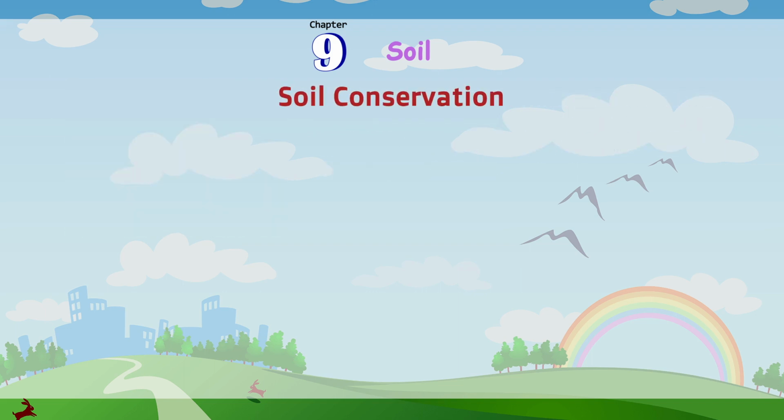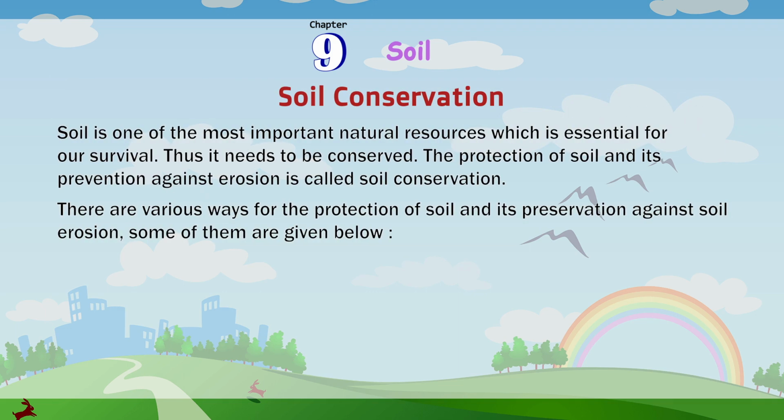Soil conservation. Soil is one of the most important natural resources which is essential for our survival. Thus, it needs to be conserved. The protection of soil and its prevention against erosion is called soil conservation. There are various ways for the protection of soil and its preservation against soil erosion. Some of them are given below.